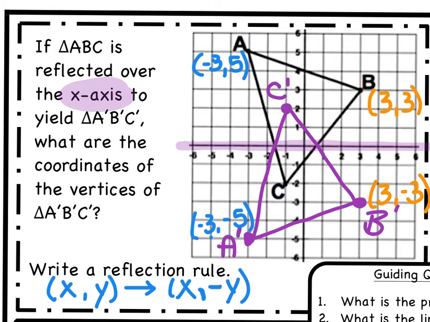Now remember that if the y is already negative, then it will become positive. That's why this particular point moved above instead of below. So please remember that the negative y doesn't necessarily mean a negative number. If it was a negative to start with, it will become a positive.